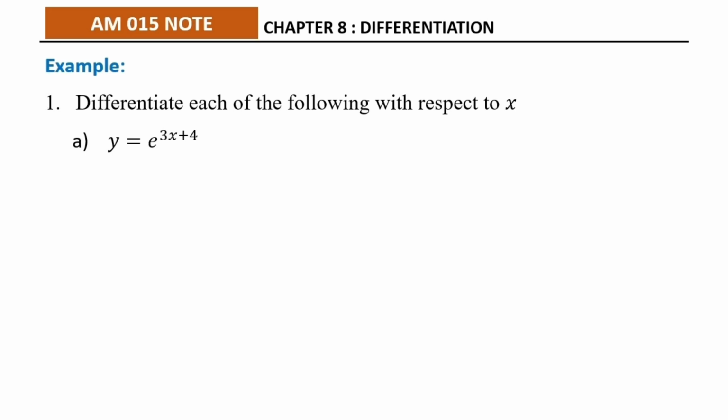First, y equals e power of 3x plus 4. Differentiate y, we get dy/dx. Differentiate e, we have e power of 3x plus 4 itself. And differentiate the power of e, 3x plus 4, we get 3. So dy/dx equals 3e power of 3x plus 4.